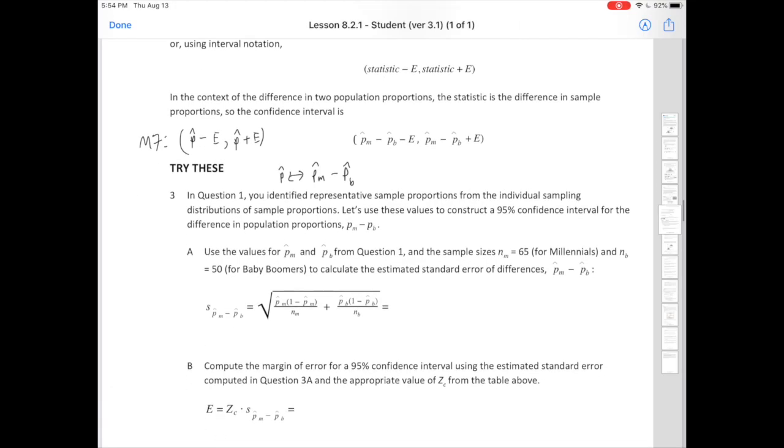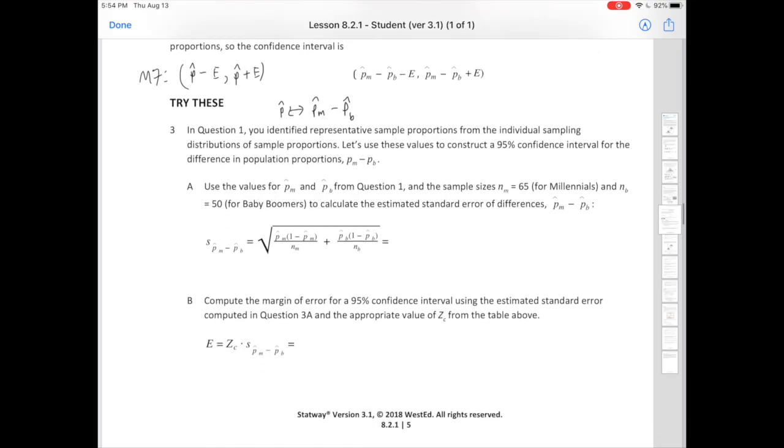Let's keep going. In question 1, you identified representative sample proportions from the individual sampling distributions of sample proportions. Let's use these values to construct a 95% confidence interval for the difference in population proportions PM minus PB. Use the values for PM hat and PB hat from question 1 and the sample sizes NM equals 65 for millennials and NB equals 50 for baby boomers to calculate the estimated standard error of differences. Okay, so we're going to plug in all the numbers that we get from question 1.